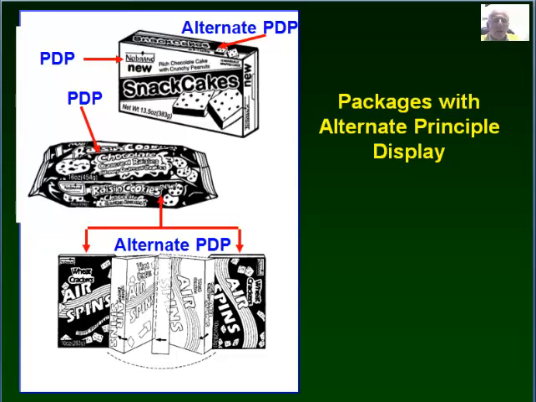You can see the same thing with the package of cookies as well, where there's the principal display panel, but they may also be displayed in a different fashion, and this becomes the alternate principal display panel. Most often, as you go in the supermarket, you're going to see the principal display panel is the one that's there for the consumer, because it's more eye-catching. It's bigger, and would probably catch the consumer's eye more quickly than being displayed in the other fashion.